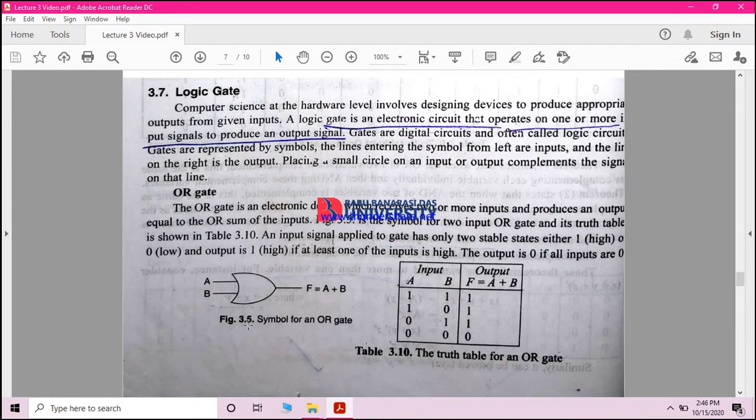So this is the symbol for an OR gate, and in this logic gate we are providing two input values, A and B. The output will produce the logical addition of these two, meaning the output will be A plus B. In the truth table, if A is 0 and B is 0, the output will be 0, and in all the other cases, if either of them is 1 or both the inputs are 1, the output is 1. So this is the truth table and this is the logic gate.